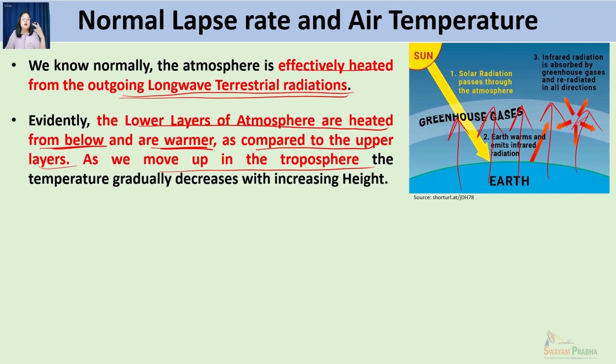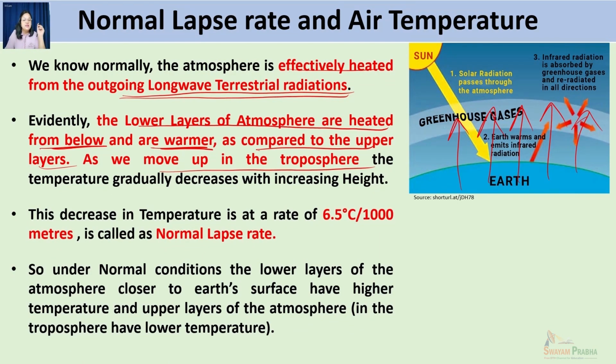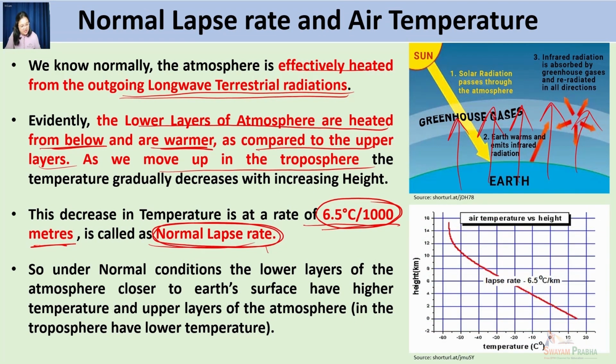All this phenomenon happens particularly in the lower layers of the atmosphere and mainly in the troposphere. This gradual decrease of temperature with increasing height happens at a particular rate. What is the rate? It is 6.5 degrees Celsius per 1000 meters. So every 1000 meters as we go up in the atmosphere, the temperature decreases at the rate of 6.5 degrees Celsius. This particular rate of decrease of temperature with increasing height is called the normal lapse rate.